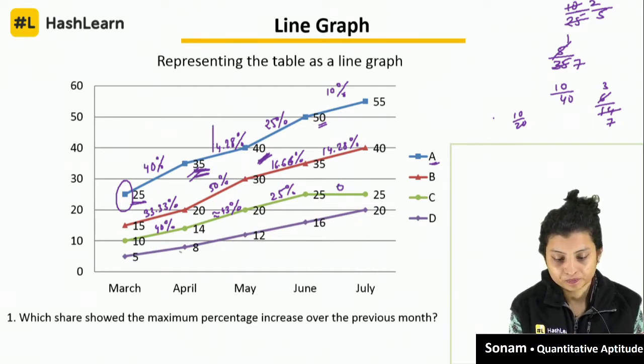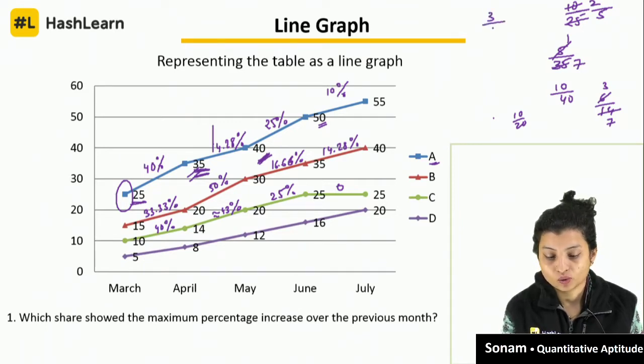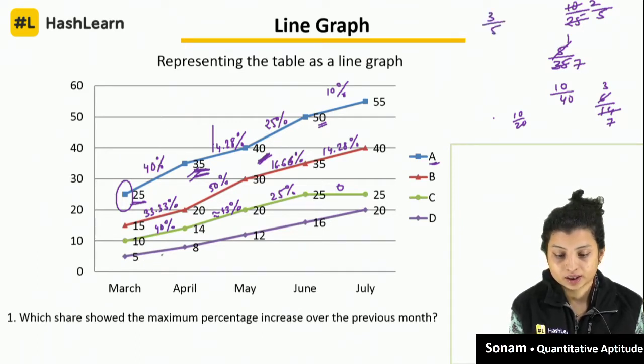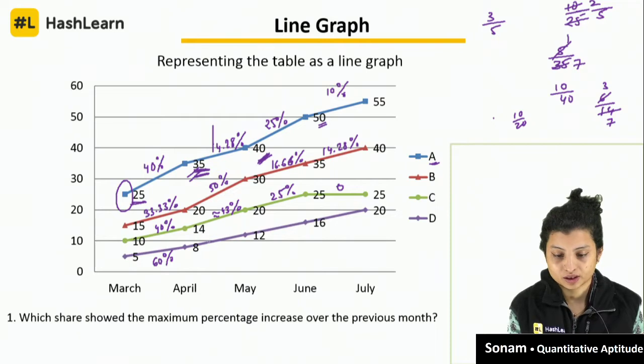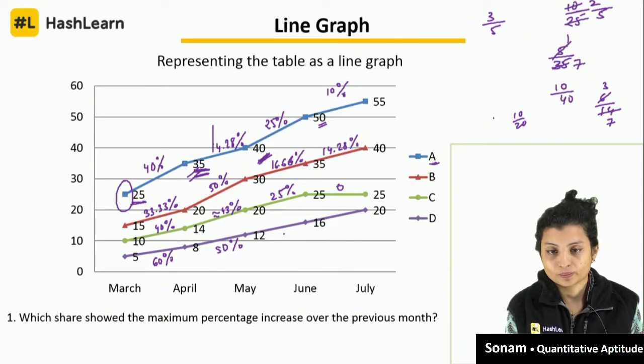Okay, here see it, 5 to 8, so that is an increase of 3 over 5, that is 3 by 5, how much? 60%, right? 1 by 5 is 20%, so 3 by 5 is 60%. Then 4 by 8, that is 50%. Here it is 4 by 12. 4 by 12 means 1 by 3, that is 33.33%.